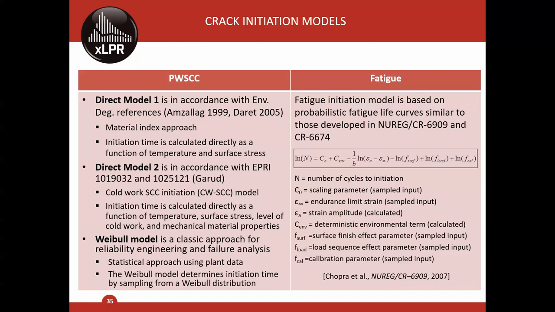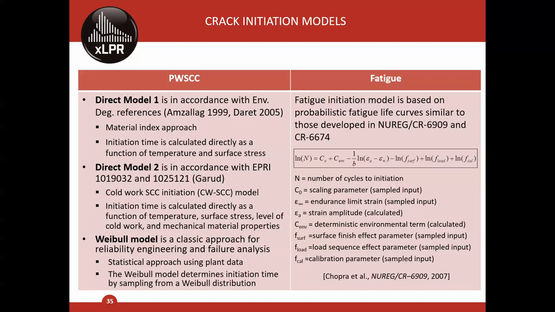Direct Model 1 is based on the material index model, which includes dependencies for temperature and surface stress. The temperature dependence is defined using an Arrhenius term, and the surface stress dependence is captured using a power law. The model also includes the user-specified surface stress threshold, below which PWSCC does not occur.